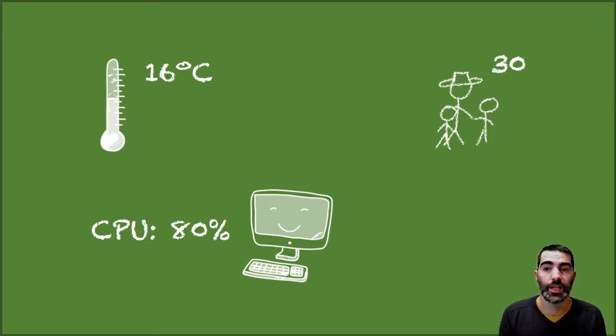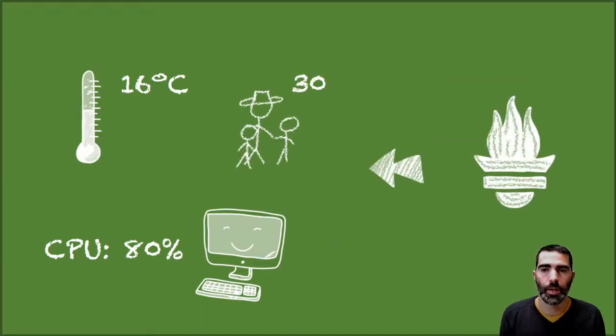It could be the temperature in a room, the number of people in a building, the usage of CPU in our computer, the number of pods that we have running in our Kubernetes, whatever we need to monitor. Basically, what we need to do is to periodically store the value of these metrics in a database. This is what Prometheus is going to be doing.